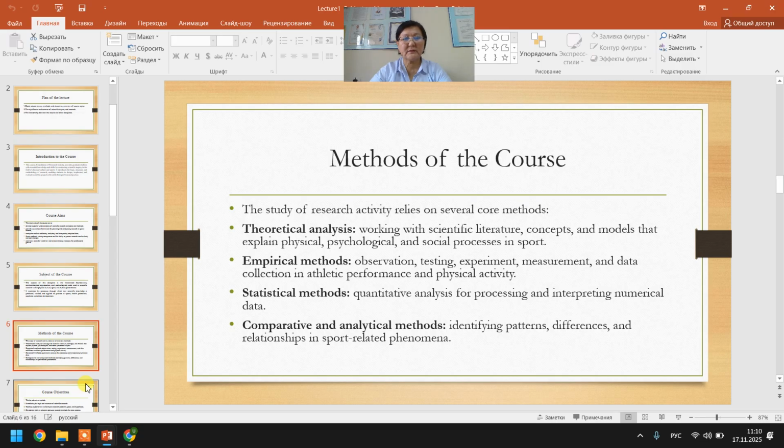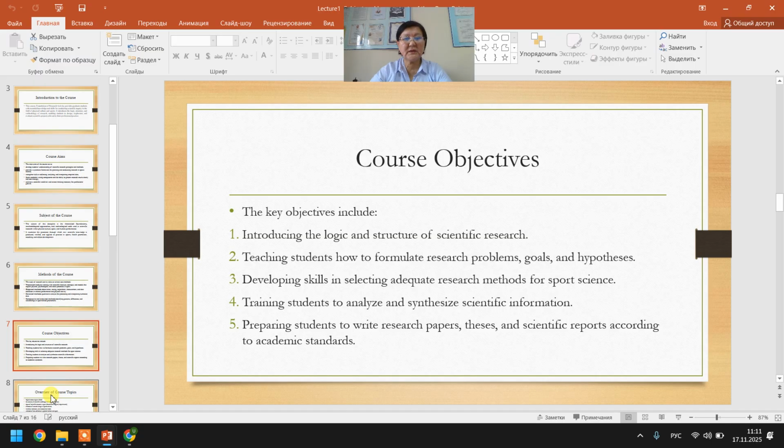Methods of the course. The study of research activity relies on several core methods. First is theoretical analysis: working with scientific literature, concepts, and models that explain physical, psychological, and social processes in sport. The second is empirical methods: observation, testing, experiment, measurement, and data collection on athletic performance and physical activity. The third is statistical methods: quantitative analysis for processing and interpreting numerical data. And the fourth is comparative analytical methods: identifying patterns, differences, and relationships in sport-related phenomena.